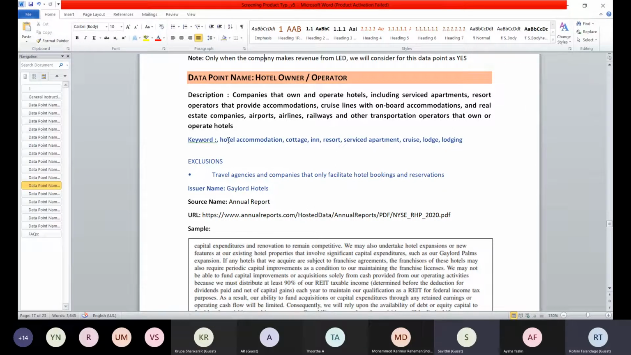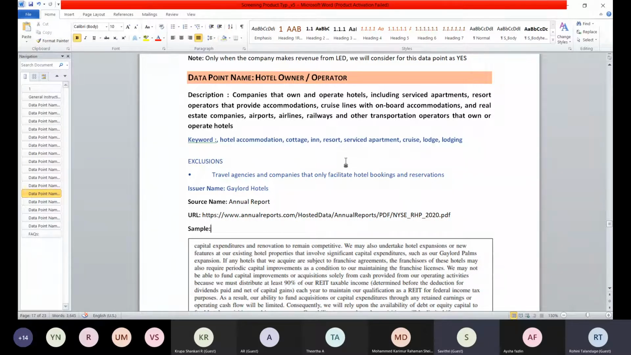In this case, you can just search with all these keywords like hotel, accommodation, cottage, resort, service apartment, cruise, or lodge. If they are providing any of these services, then we have to mark it as yes.